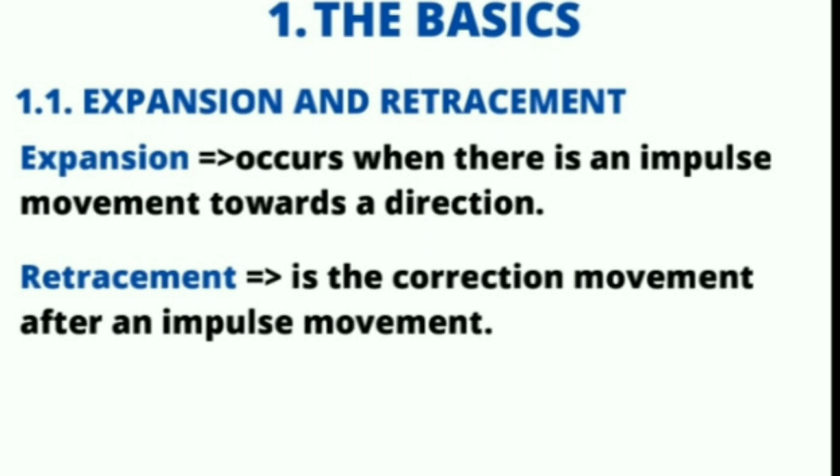Hi traders, now we're going to discuss the basics of the market structure. The first one is the expansion. Expansion occurs when there is an impulse movement towards a direction, whereas retracement is the correction movement after an impulse movement in the market. Both are in opposite direction.